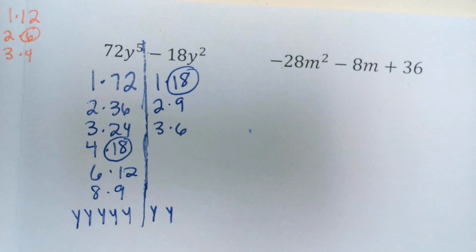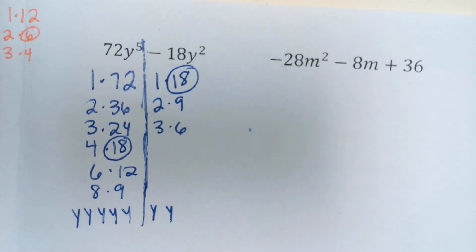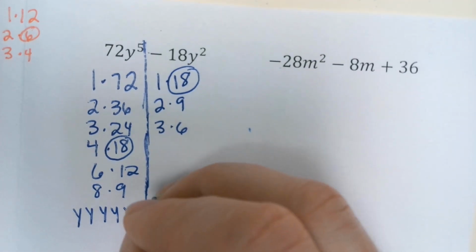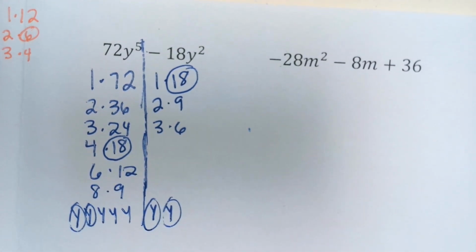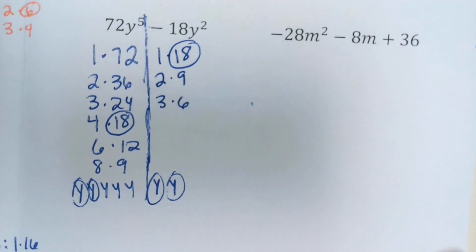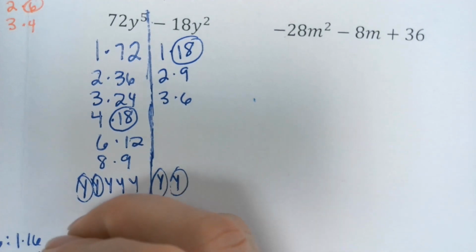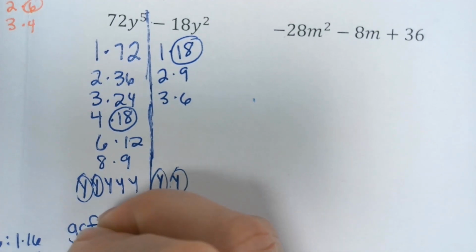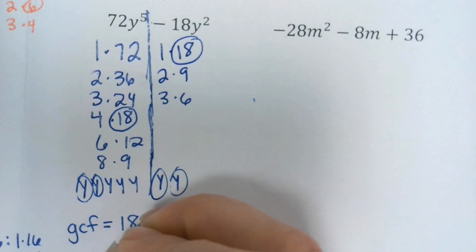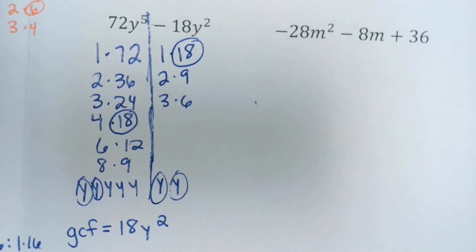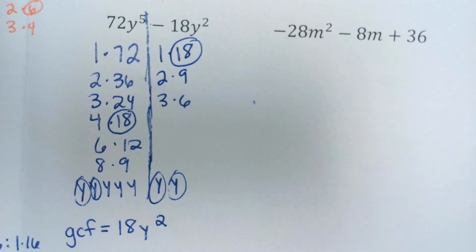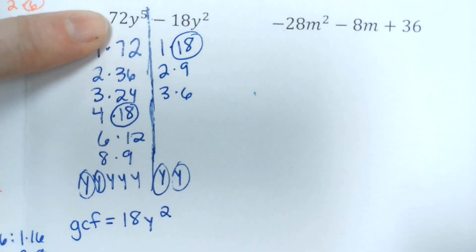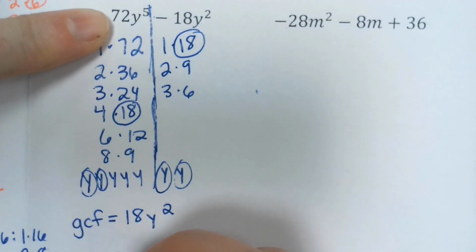So how many y's can I circle on each column? 2, yep. So that means y squared is part of my GCF. So GCF equals 18y squared. So that's what we're going to factor out front. So I'm going to put 18y squared, parentheses.